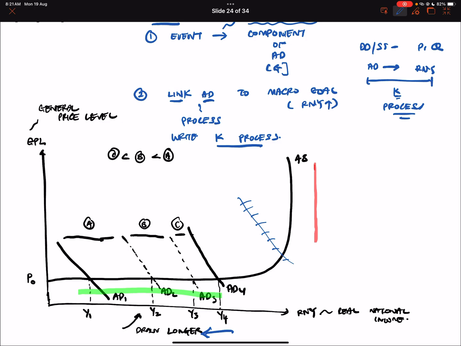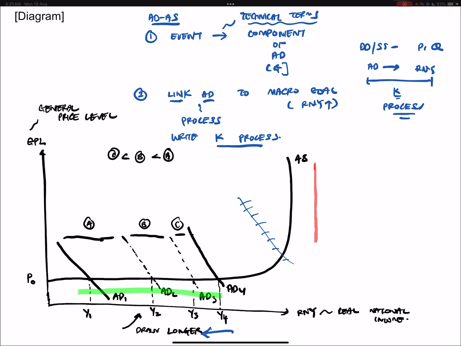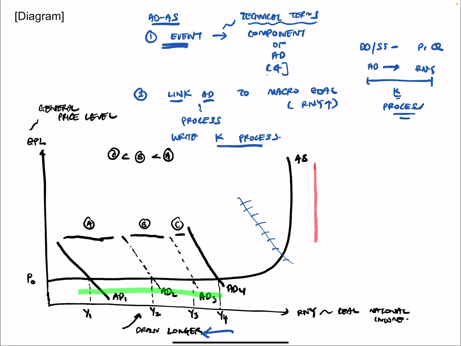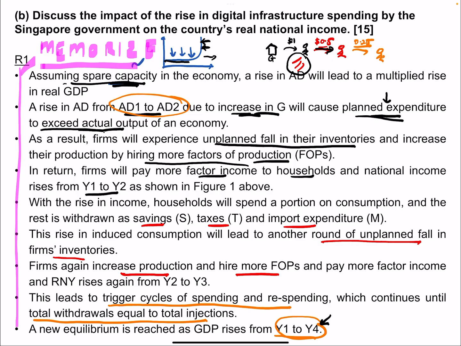I want to reiterate again. When you want to explain how AD affects national income, you want to first link the event to the component of AD. If there are technical terms, please use them. After that, draw the diagram. And then after you draw the diagram, because the macro goal is national income, you need to write the multiplier process. So please memorize this and write the whole multiplier process.